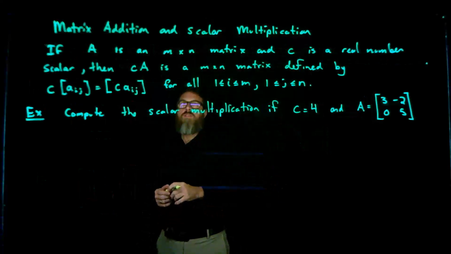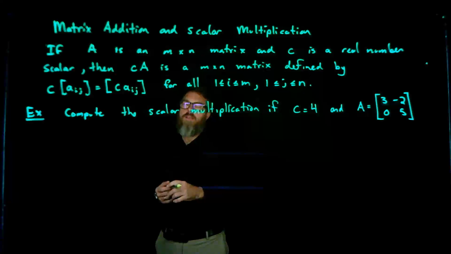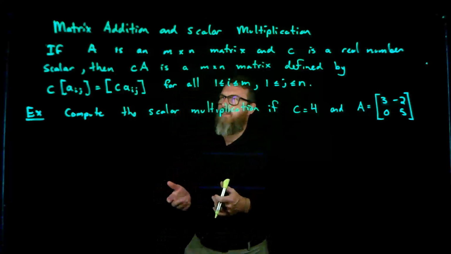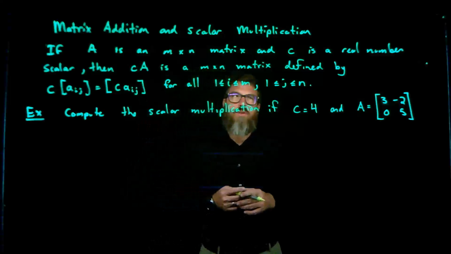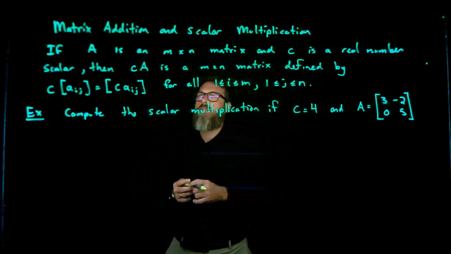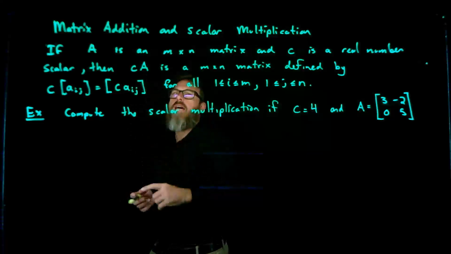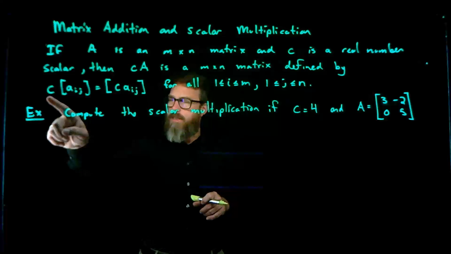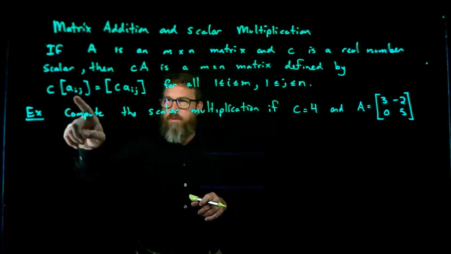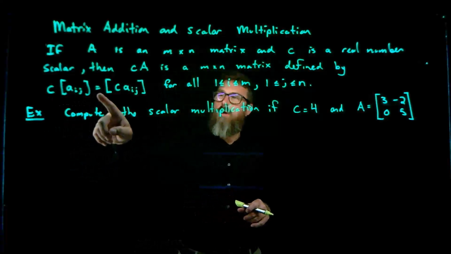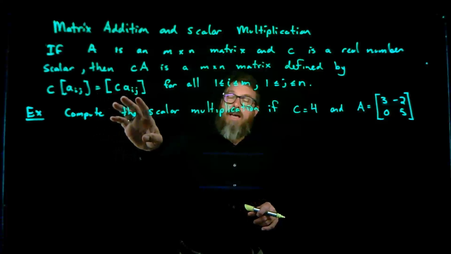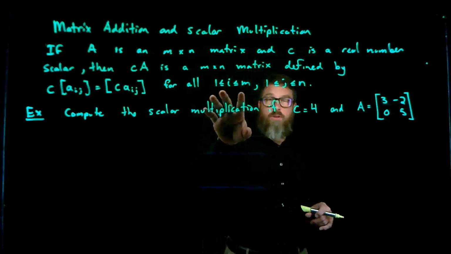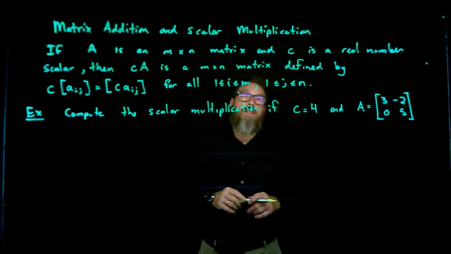So for scalar multiplication, let's try it again. So the way we've defined scalar multiplication is this way. If A is an m by n matrix and C is any real number scalar, then the product C times matrix A is an m by n matrix defined by this. So if I have C times matrix A in entry form, well, this is going to be equal to the matrix C times every single entry, for all 1 less than or equal to i less than or equal to m, and 1 less than or equal to j less than or equal to n.